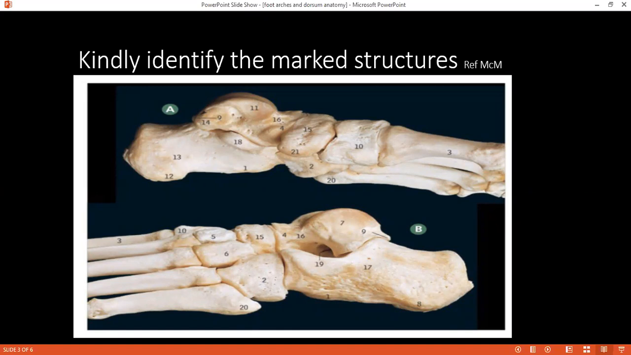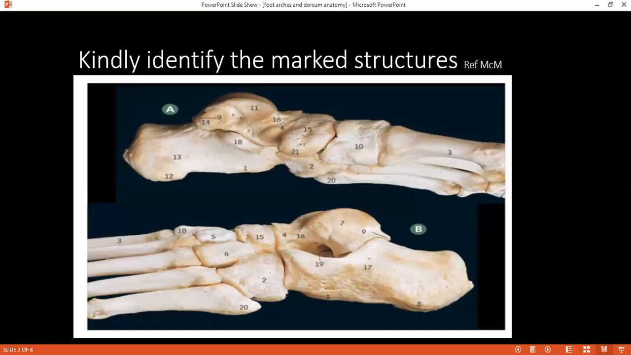Coming to image A, what is 9 pointing at? 9 is pointing at the opposite side, that is the lateral tubercle of talus. Very good. Can you identify 13? 13 is the medial surface of calcaneus. Okay, good. Number 16? Number 16 is the neck of talus.